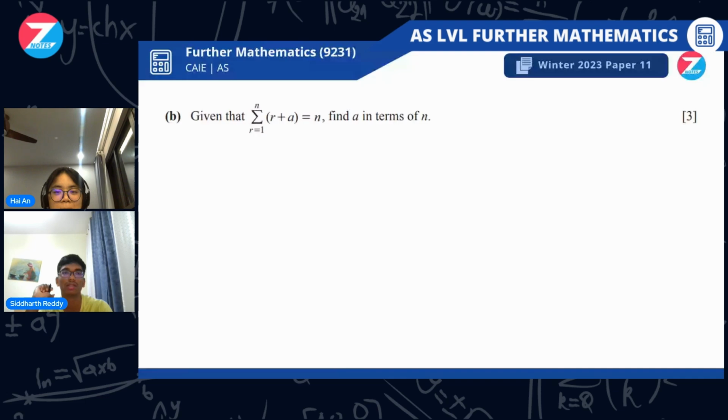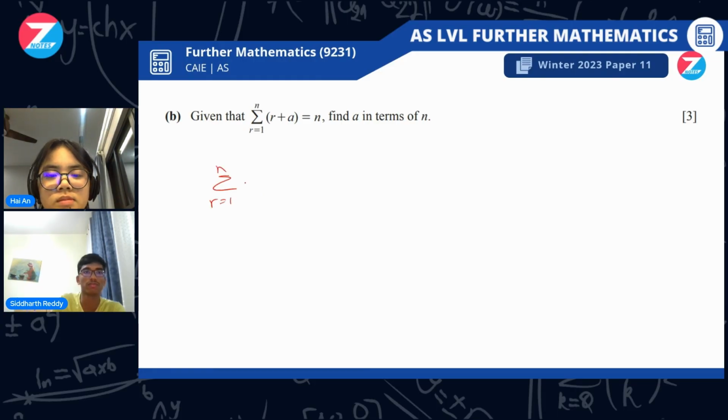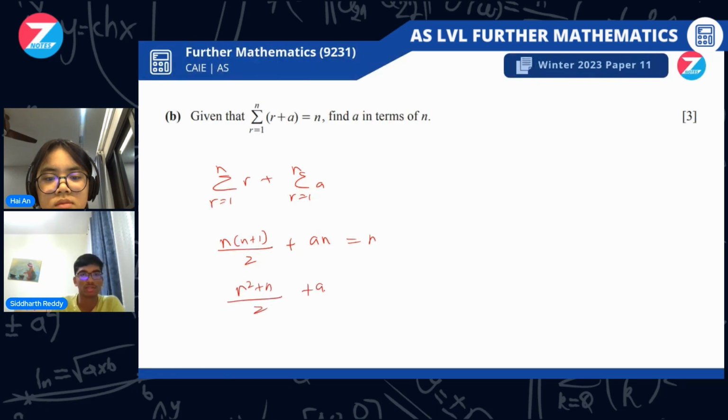Given that the summation from r equals 1 to n of (r plus a) is n, find a in terms of n. We can break this up as the summation of r plus the summation of a. We already found the first part as n(n+1)/2, plus a times n, and this is all equal to n. So we have (n² plus n)/2 plus an equals n.